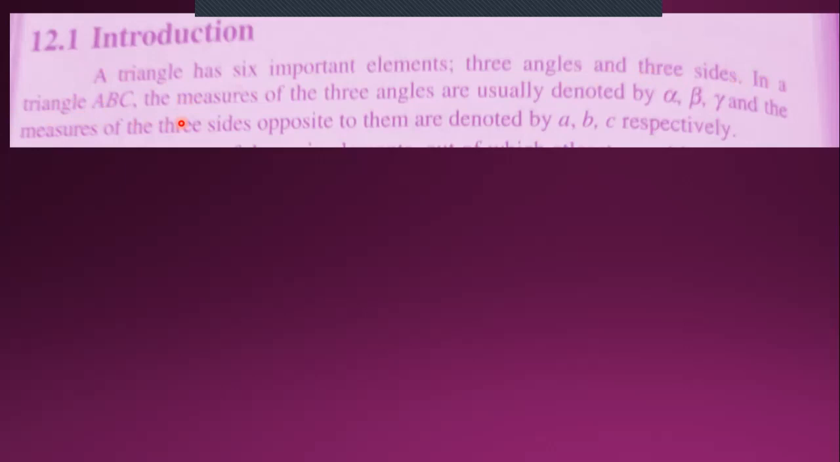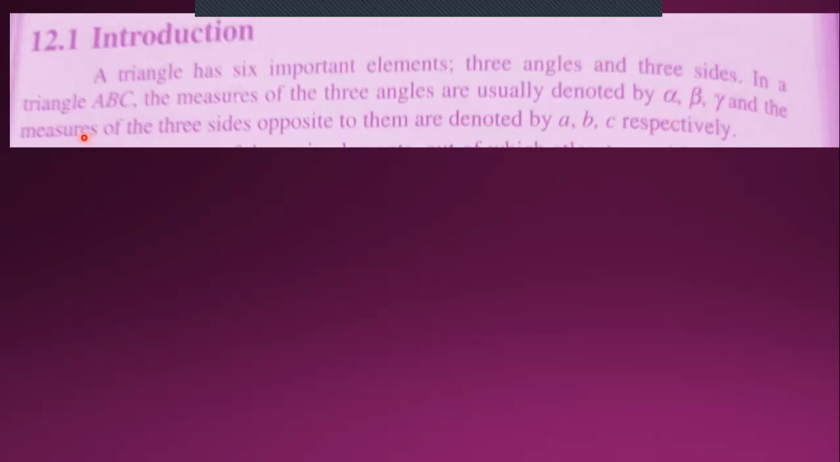In a triangle ABC, the measure of the 3 angles are usually noted by alpha, beta, gamma. Alpha, beta, gamma means the angle on A would be named as alpha, on B would be named as beta, and on C would be named as gamma. Those can also be A, B, and C, but if alpha, beta, gamma is written in any question, then you need to understand automatically that alpha would be angle on point A, beta would be angle on point B, and gamma would be angle on point C.